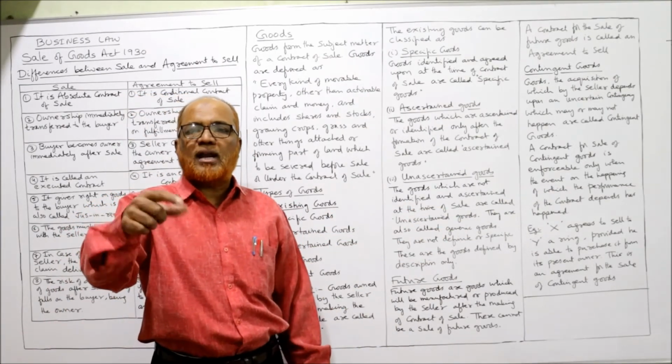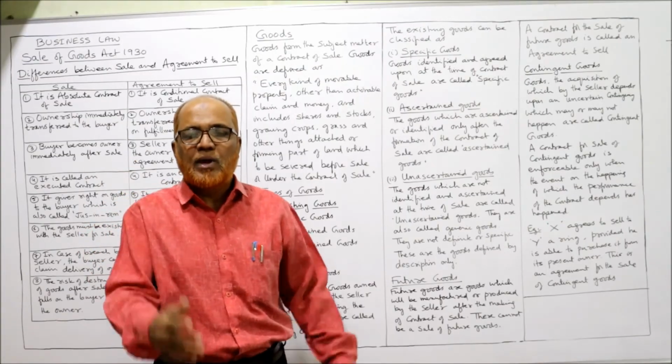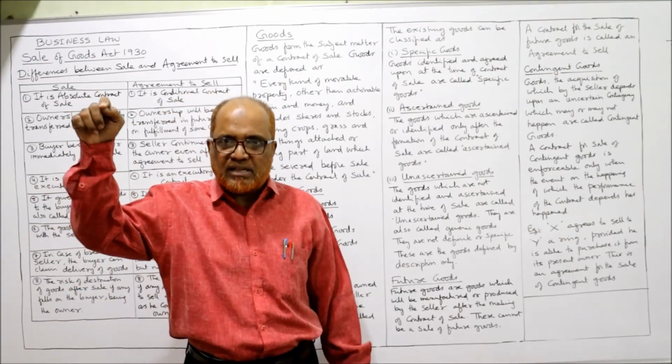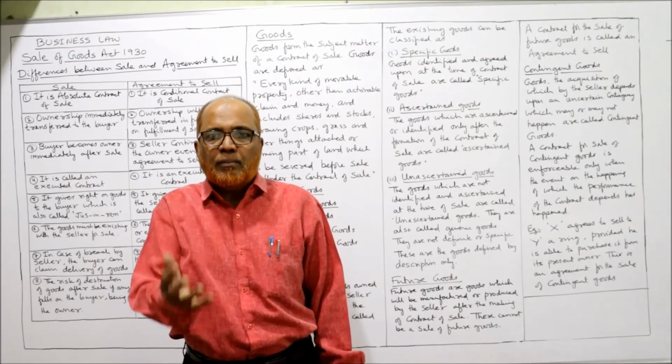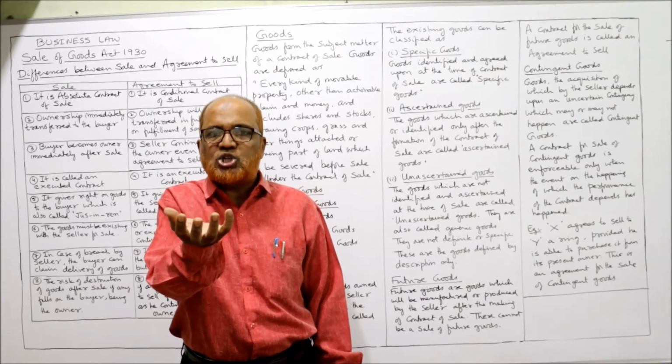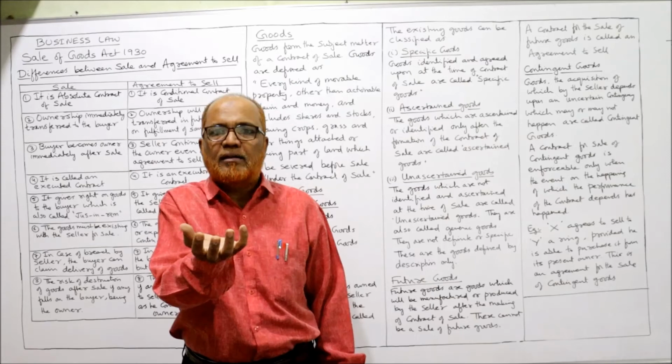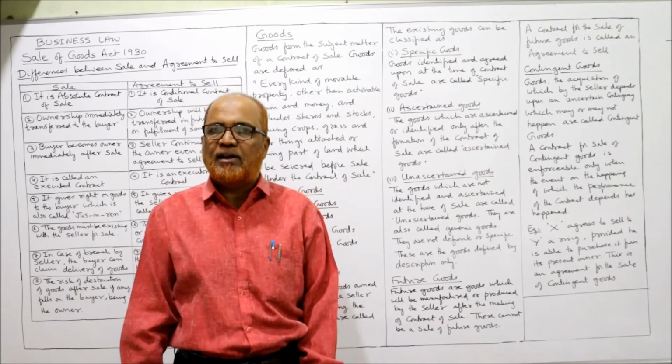The performance of the contract depends on the happening of the event. What is that event? The goods must reach the port. The goods must be in the possession of the seller. Then only it will become enforceable.